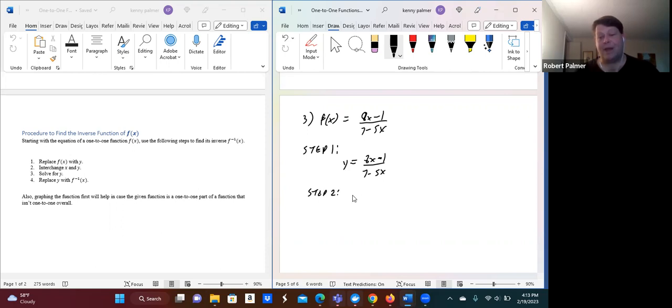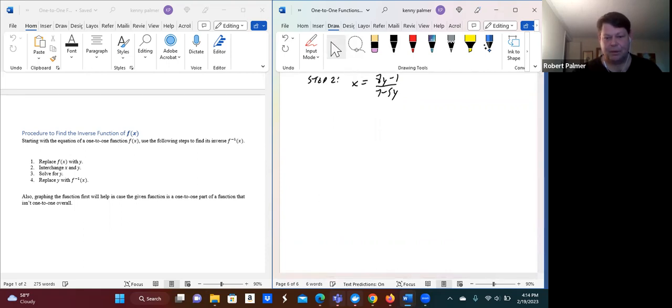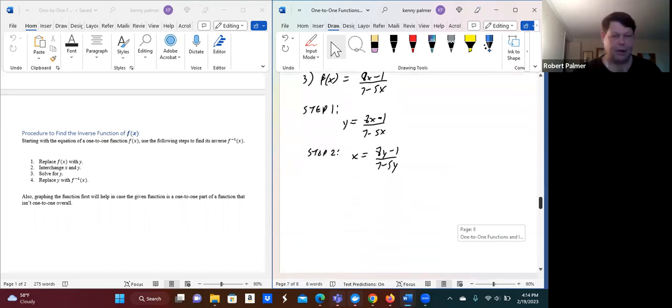So now x is equal to 8y minus 1 over 7 minus 5y. So switch x and y's wherever you see them. Okay, now actually let me make sure I have enough space here. Okay, now step 3 is once again where the work is. We're going to solve this.